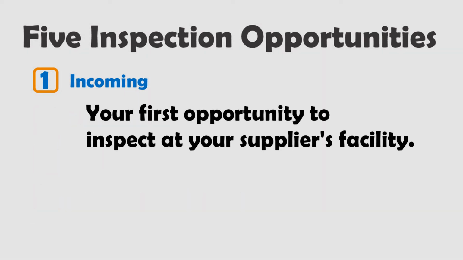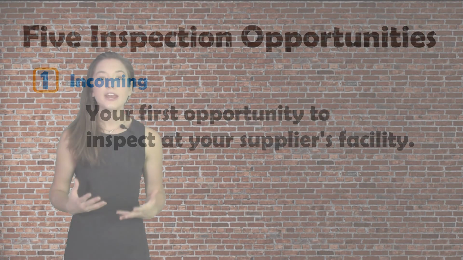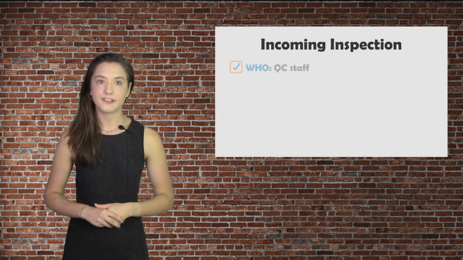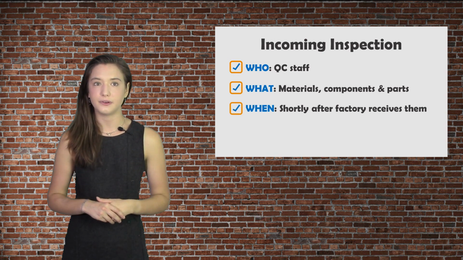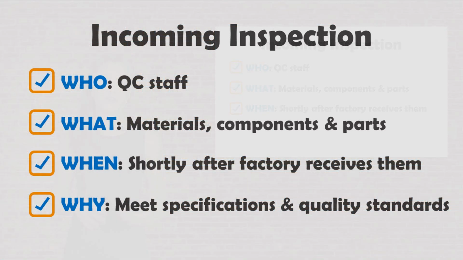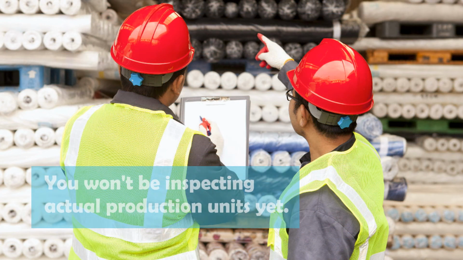Incoming quality control is your first opportunity to inspect at your supplier's facility. In an incoming inspection, quality control staff should check materials, components, and parts shortly after the factory receives them. This ensures they meet your specifications and quality standards. The inspection happens before mass production begins, so you won't be inspecting actual production units yet.